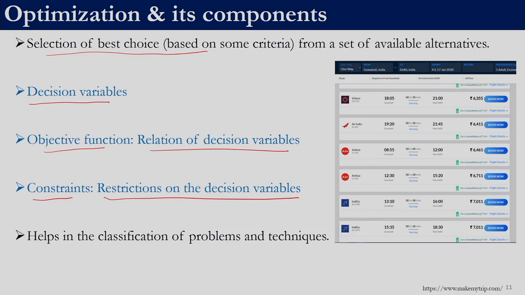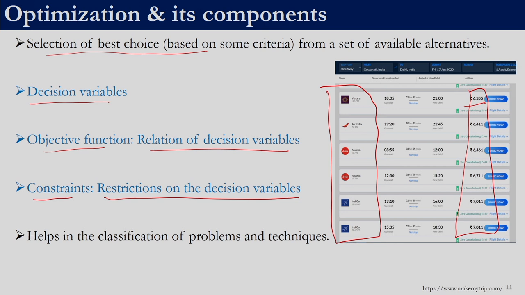One classical optimization problem that many of us might have solved is selecting the cheapest flight to travel from one city to another city. In that case, the decision variable is to select a flight. So the decision variable as such is which flight to select. In this case, if we see, the minimum cost is 6355, so that is the optimal decision with respect to minimizing the cost.